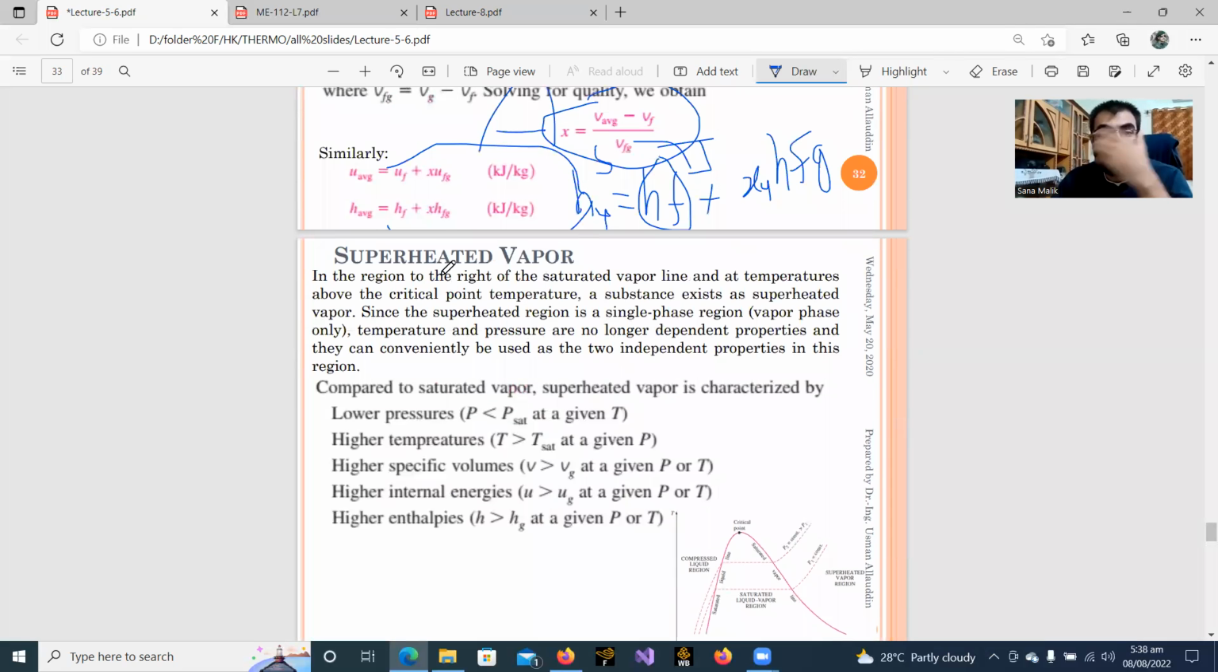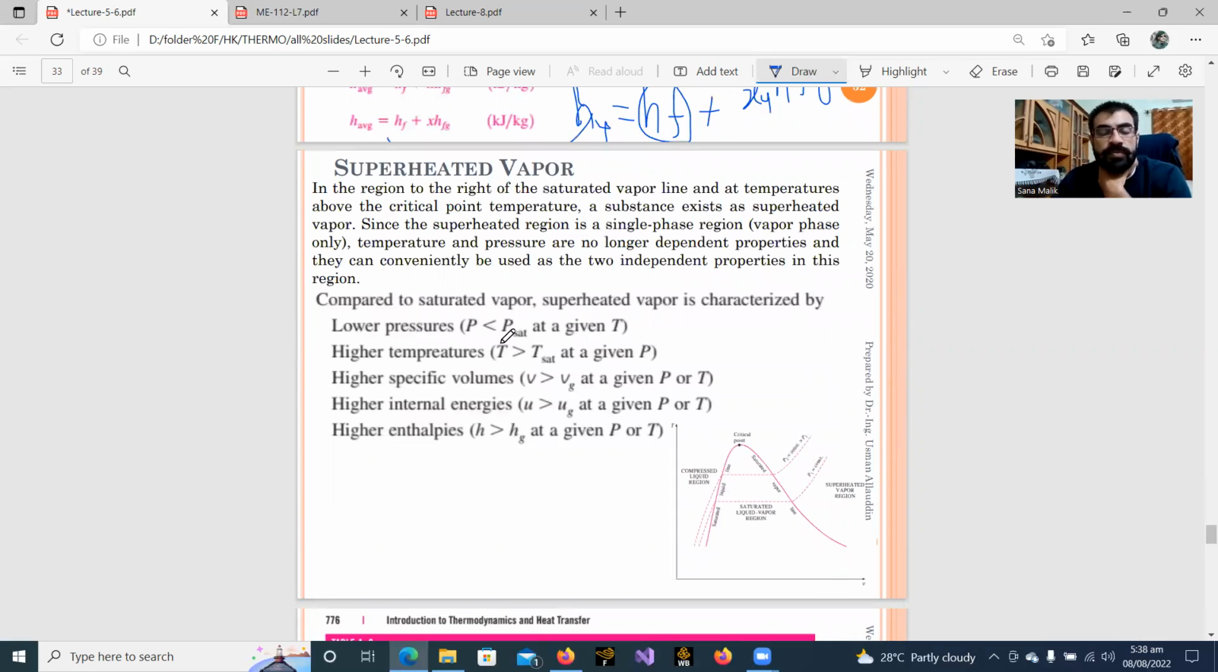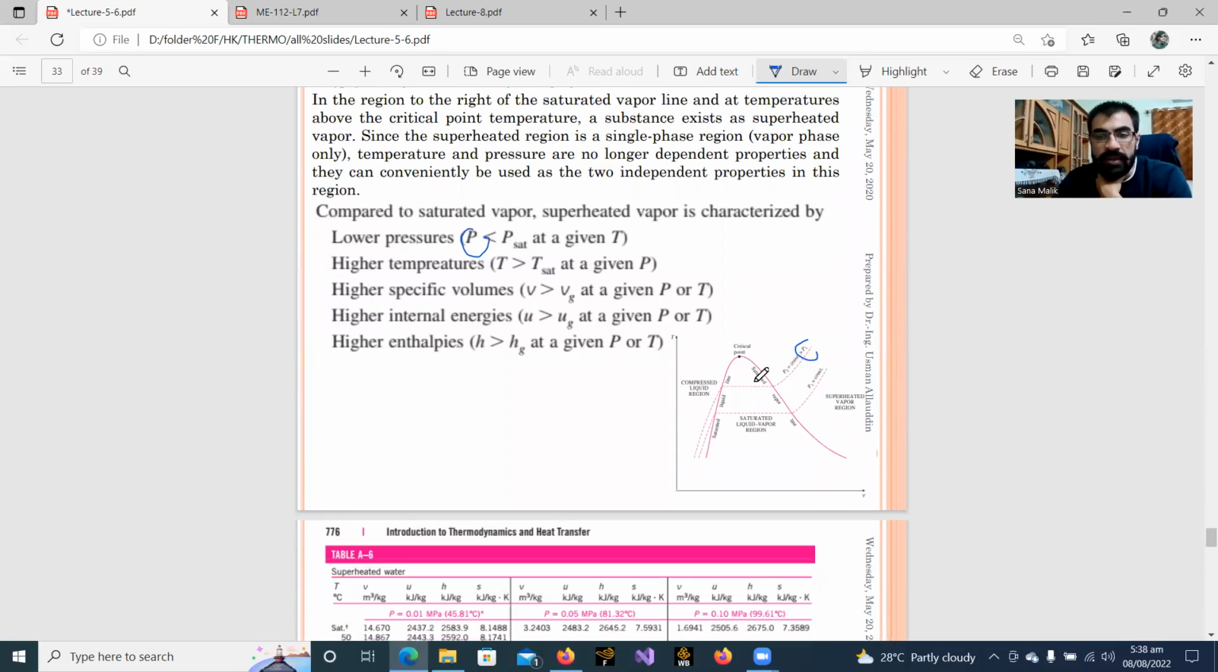So this is for the superheated vapor. If P saturation is greater than P, and the temperature is high, then the temperature is greater than T saturation. For example, if the T saturation for water is 100 degrees centigrade and the temperature is 350 degrees centigrade, the temperature is greater than the T saturation at which it starts boiling. So it will be in the superheated region. For example, P saturation is 1 atm, which will be greater than the P, which is here.